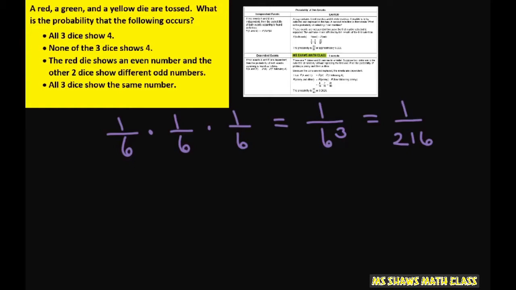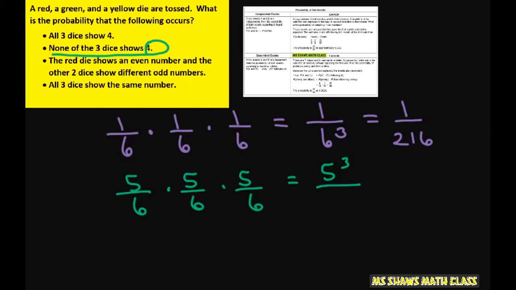Now, we don't want any of the dice to show a 4. So that would just be 5/6 times 5/6 times 5/6. It could be anything else but the 4. So there's 5 options. So that's going to be 5 cubed divided by 6 cubed, which is 125 divided by 216.